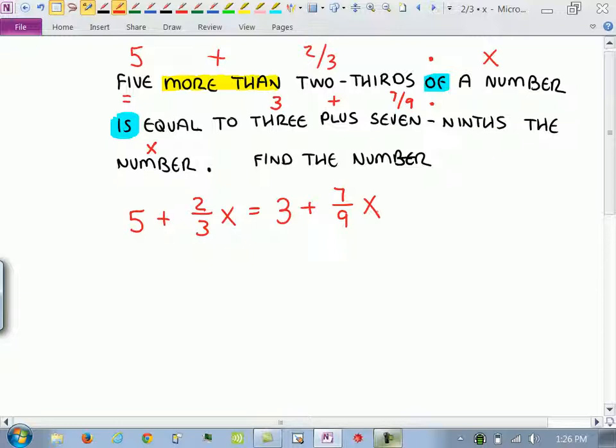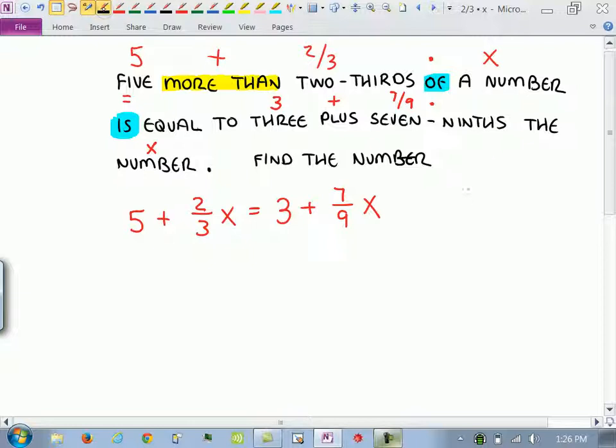And I'm going to read it one more time. 5 more than 2/3 of a number is equal to 3 plus 7/9 the number. Does that make sense? And now we get to solve it. This is a linear equation, right? It's the first one we've seen that has fractions that are not going to go away, which is why I'm giving you this example. So let's follow our process.